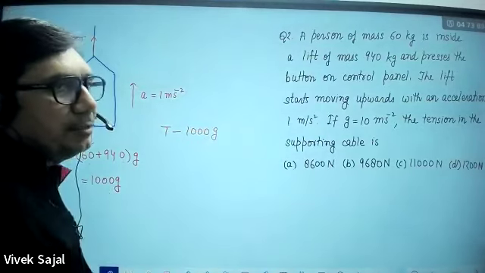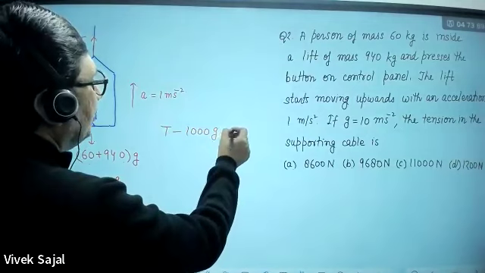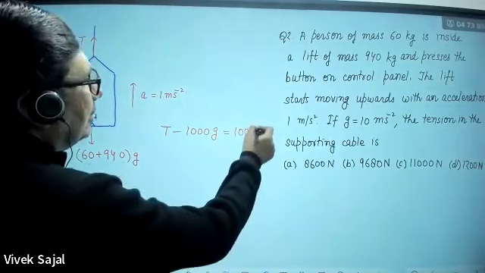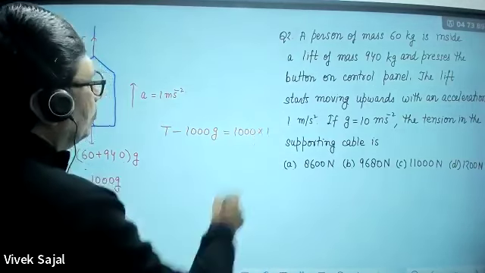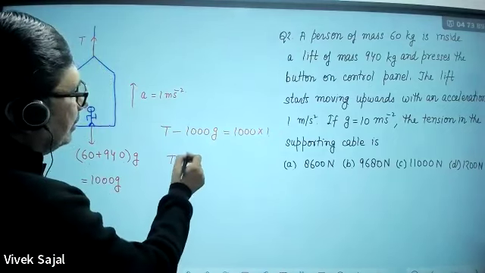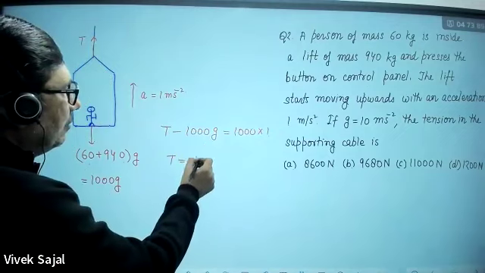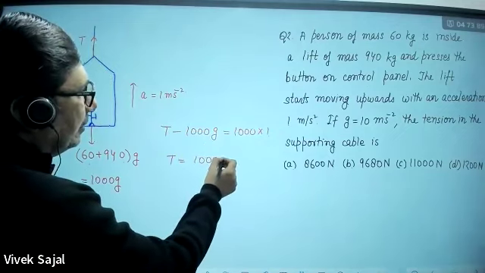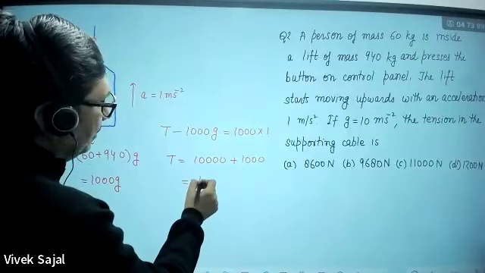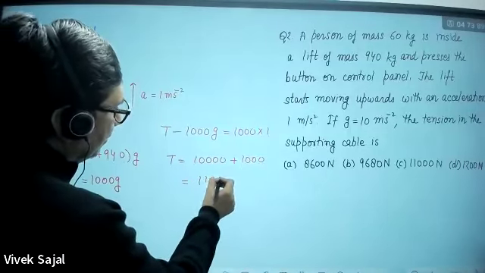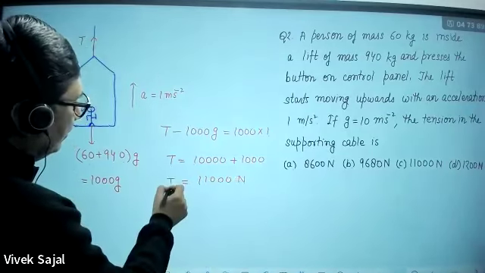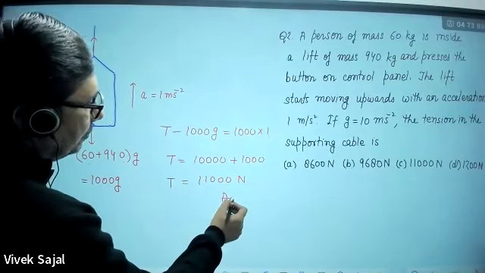g you can take as 10 meter per second square, and this will be the mass. So the mass of the lift plus this person is 1000, into a, and a is equal to 1. So this T will be how much? This is 1000 into 10, so 10,000 on this side plus this 1000. So tension T will be 11,000 Newton. This will be the answer of this question.